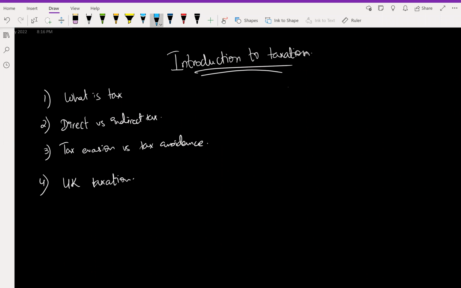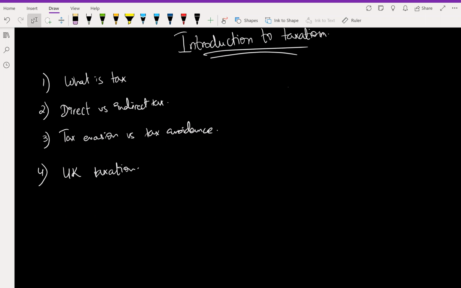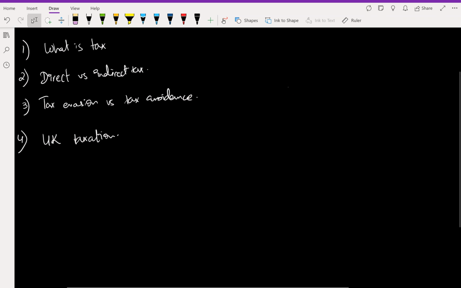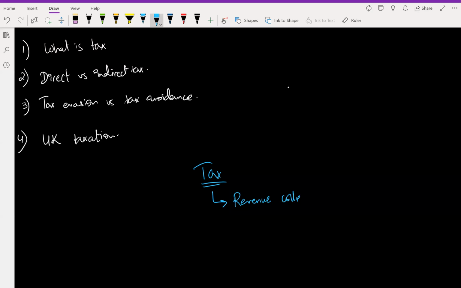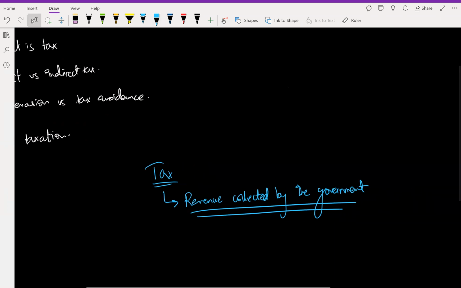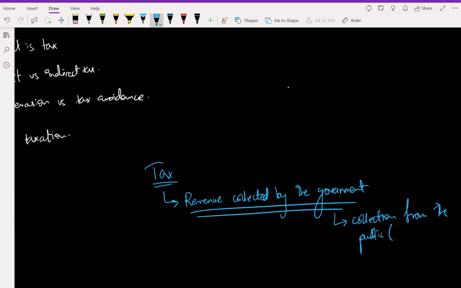So basically, these four things we have to discuss today. First of all, I want you guys to pay very close attention, because these are the building blocks for you guys, right? First of all, what is tax? Does anyone know what tax is? Revenue collected by the government. Who does the government collect this revenue from? This is a collection from the public. Public, mainly you can call them residents of a country. So that's the main criteria.